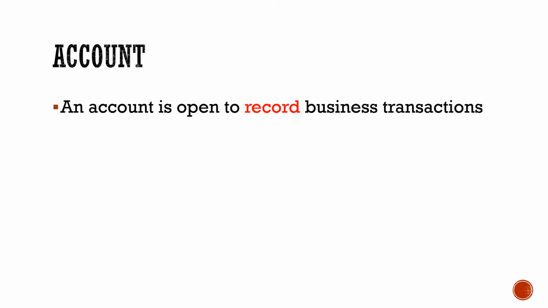Account. So an account is opened to record business transactions, okay? As we said, because the business has a lot of transactions, we will need a way to record them. So we open up something called an account, okay? We keep an account for the business transactions, okay? So an account is used to record business transactions.